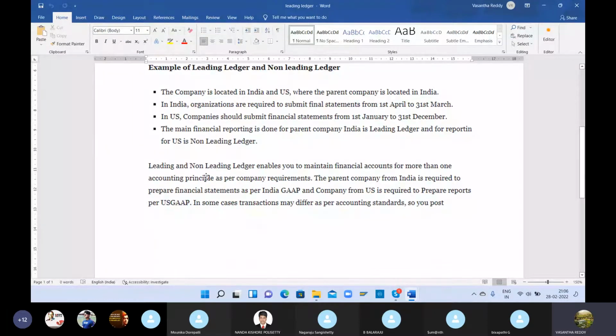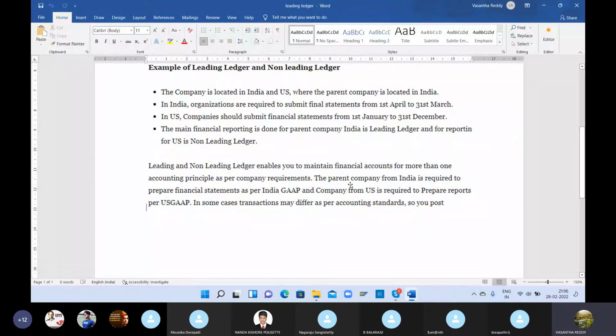Leading and non-leading ledgers enable you to maintain financial accounts for more than one accounting principle as per company requirements. These both leading and non-leading ledgers are mainly used for accounting standards and principles as per company requirements, and sometimes client requirements also.